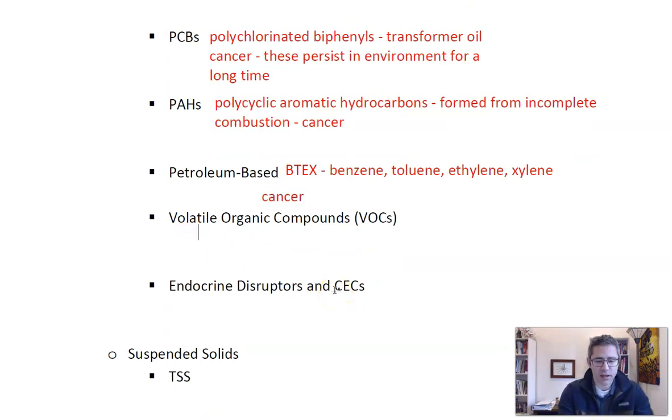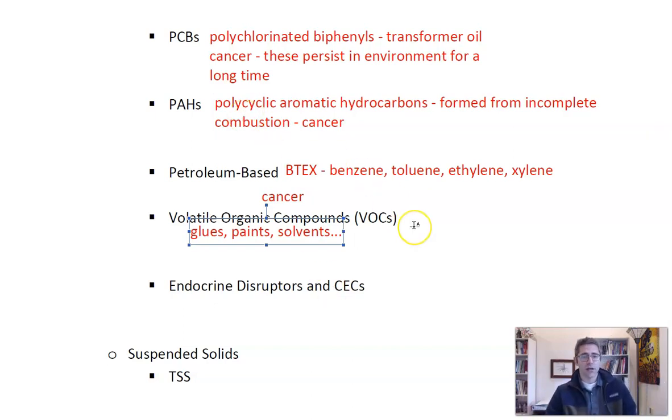Anytime you have like glues or paints, solvents, anything like that where you can like open the container and then smell it, those are volatile organic compounds. Again, lots of different kinds of health effects, cancer, other things. Depends on the compound, what it could be. And then endocrine disruptors and CECs. You've read about some of these in Water 4.0 and maybe, and we've talked about them at the beginning of the semester as well.